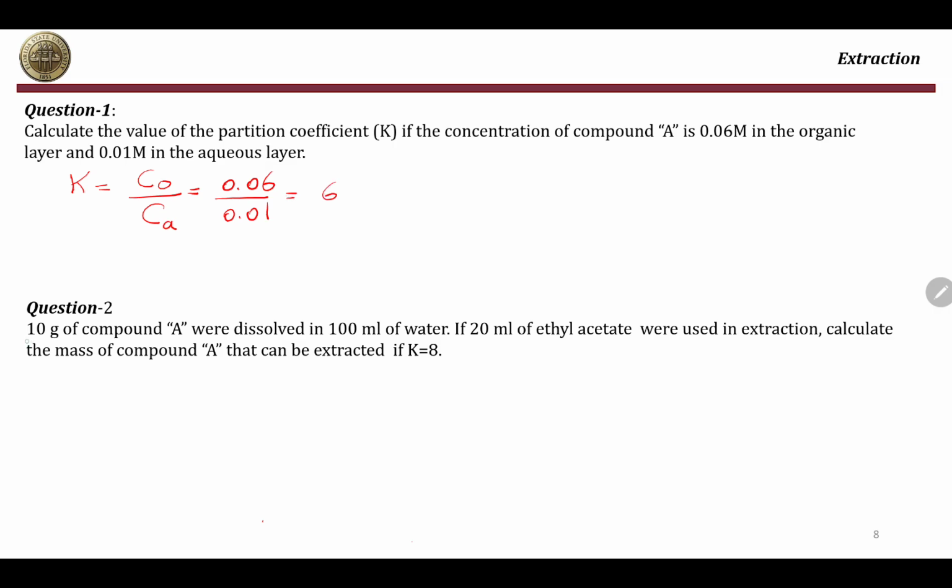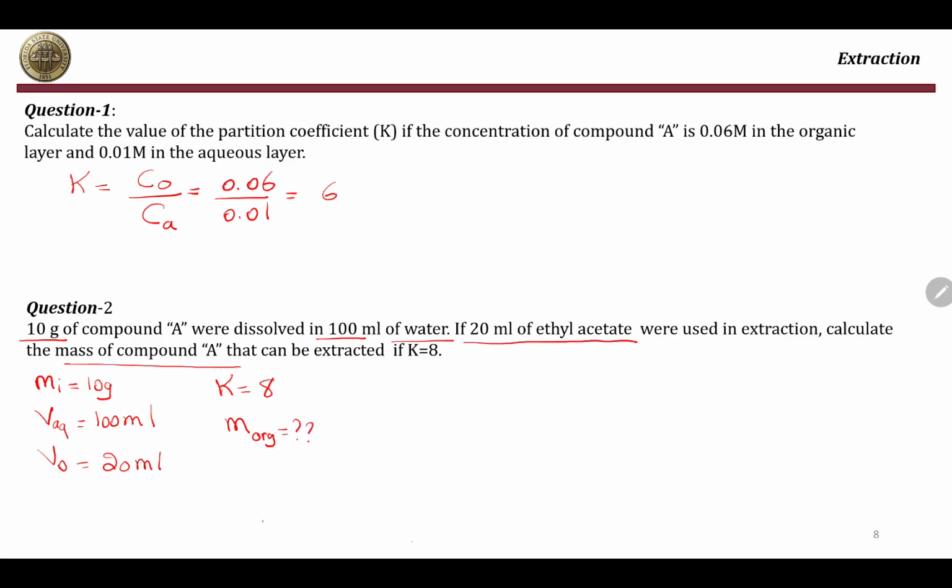In the second example, we were given 10 grams, so this is the initial mass of compound A, dissolved in 100 milliliters of water. So this is the volume of the aqueous layer, which is 100 milliliters. If 20 milliliters of ethyl acetate, so this is the volume of the organic layer, 20 milliliters, is used during extraction, the question is to calculate the mass of organic compound A that can be extracted. So K is given, it's equal to 8, and the unknown is the mass in the organic layer.